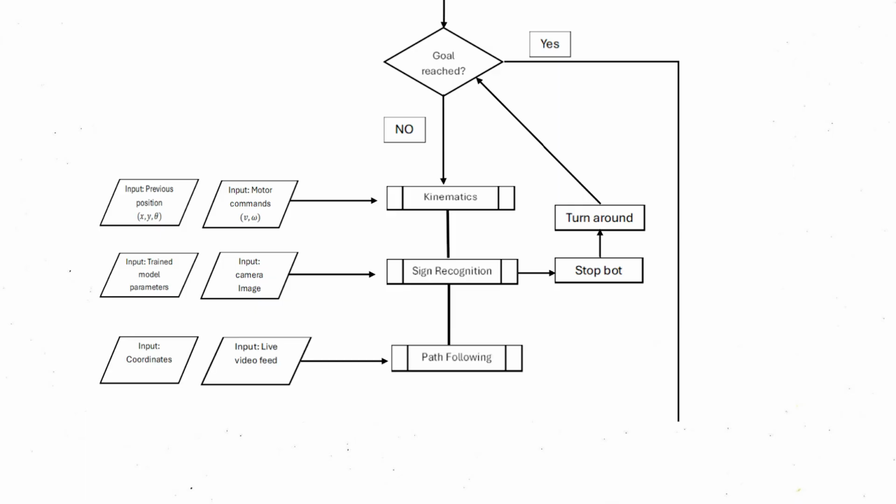The path following module then uses the live video feed and path coordinates to keep the robot aligned with the road. This loop continues until the goal is reached. Once the robot reaches its destination, the program ends.